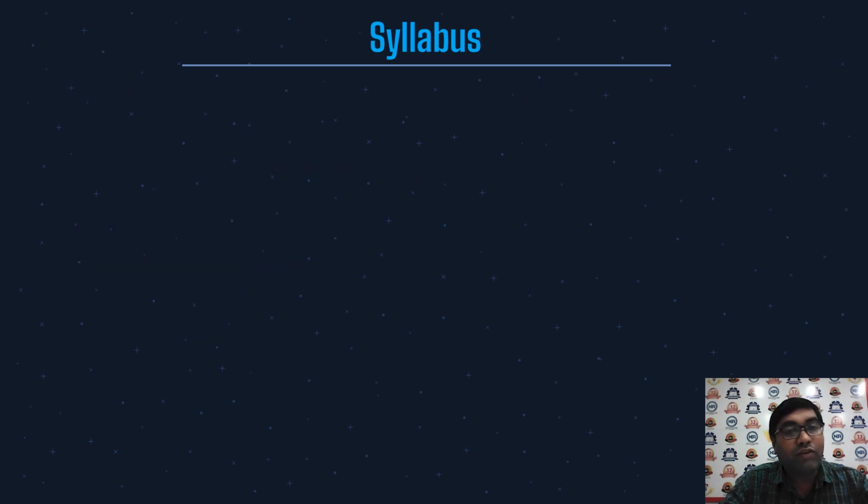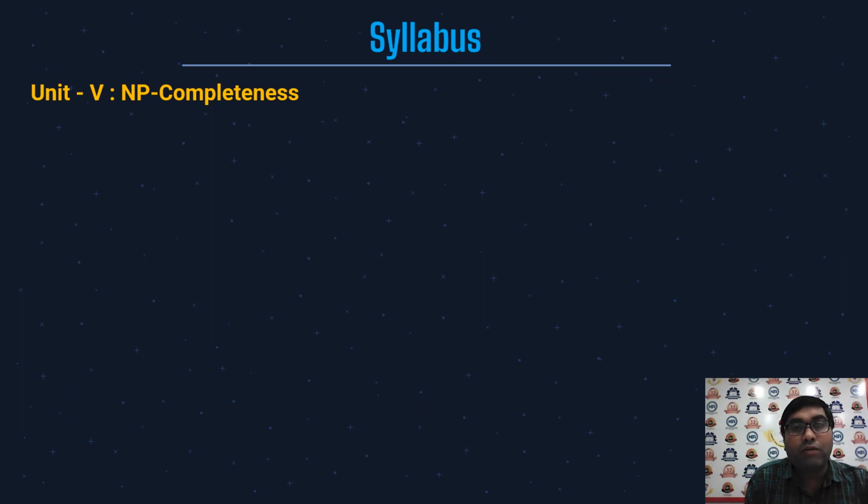And at the end, we have last unit, which is unit number 5. This unit is completely dedicated to the theory of NP completeness. And this unit is very important because it is related to the research. Nowadays, most of the research is going on into this particular topic. Whatever research scholars are doing their research into the algorithms, they have to follow the theory of NP completeness. So specifically, what are the topics which we have to study under this unit?